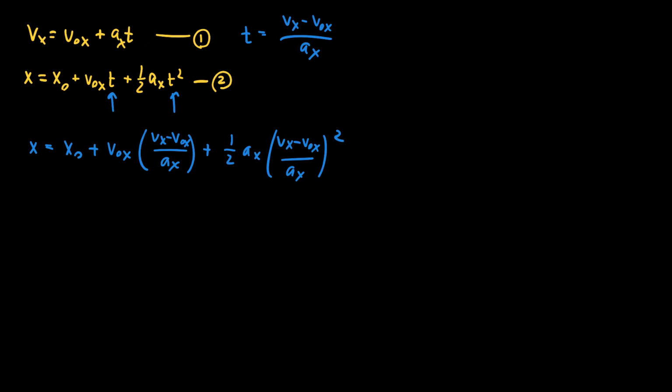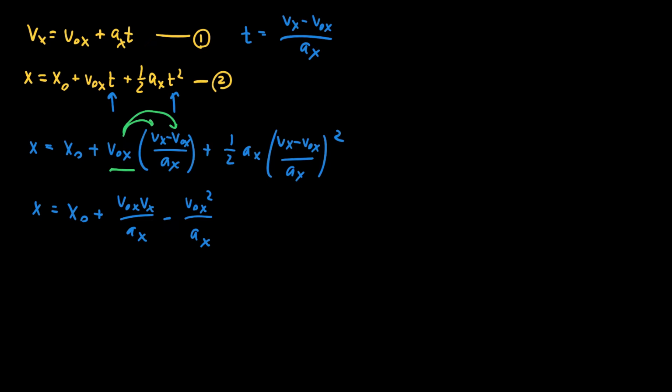Now this equation is quite a mess, but there's a lot of simplification that can happen from here. The first thing I'm going to do is, in the second term, distribute this v naught x into the two terms, but then separate those two terms apart. And so I'll have x equals x naught plus v naught x times vx divided by ax, minus the second term, which would be v naught x squared divided by ax.